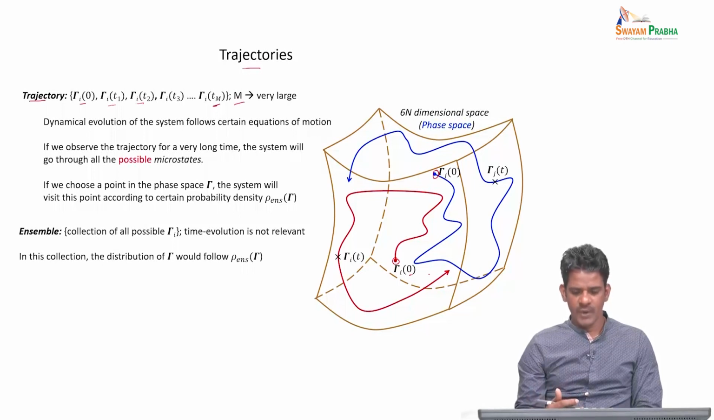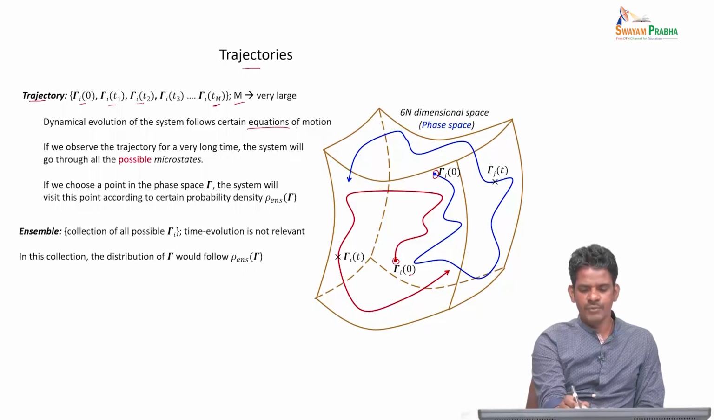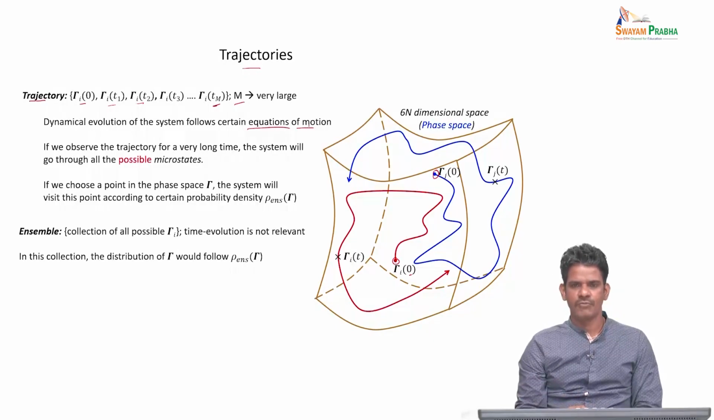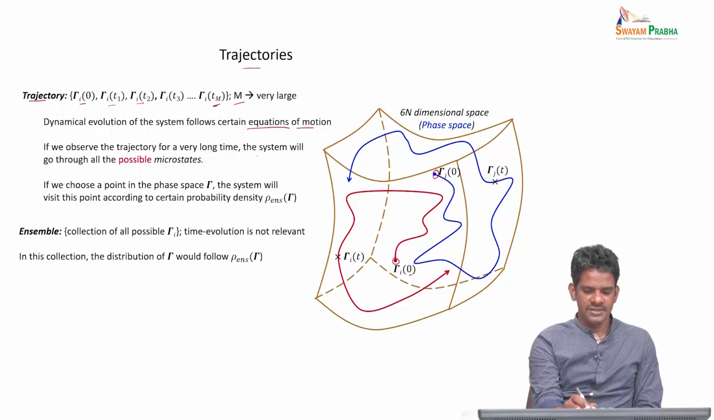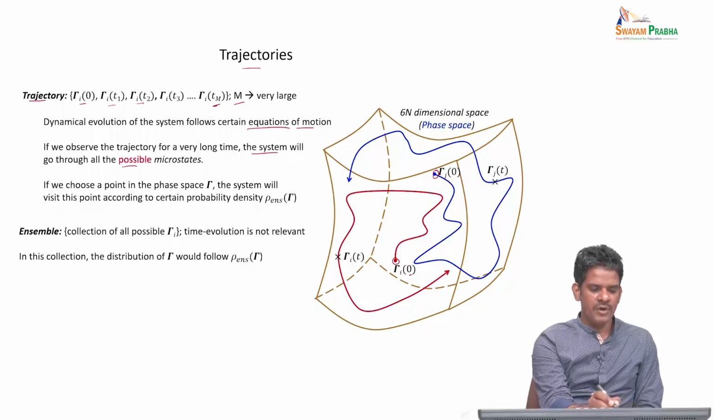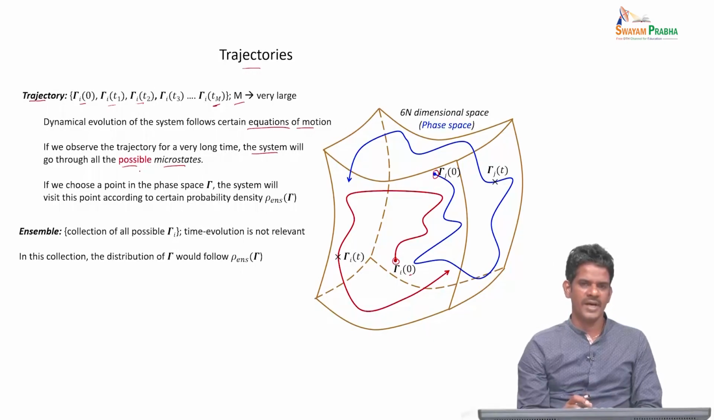The way in which the system evolves in time is governed by certain equations of motion, such as Newton's laws of motion, or Lagrangian or Hamiltonian motions, which we will discuss later. Now, if you look at the trajectory for a very long time, here I have shown only a small snapshot, you will see that the system will actually go through all possible microstates.